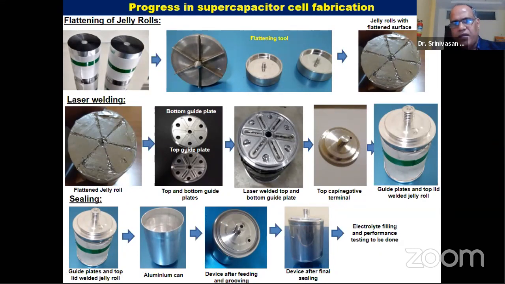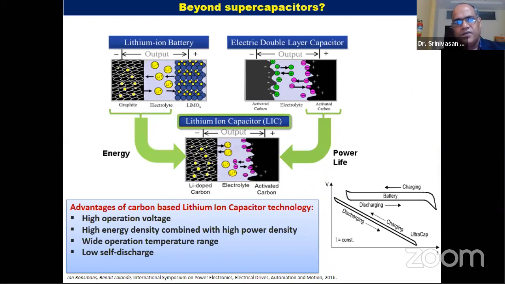We have recently completed it, and if you compare the performance with the Maxwell supercapacitor device, it is now giving almost the same performance. So this is the last slide of my presentation.